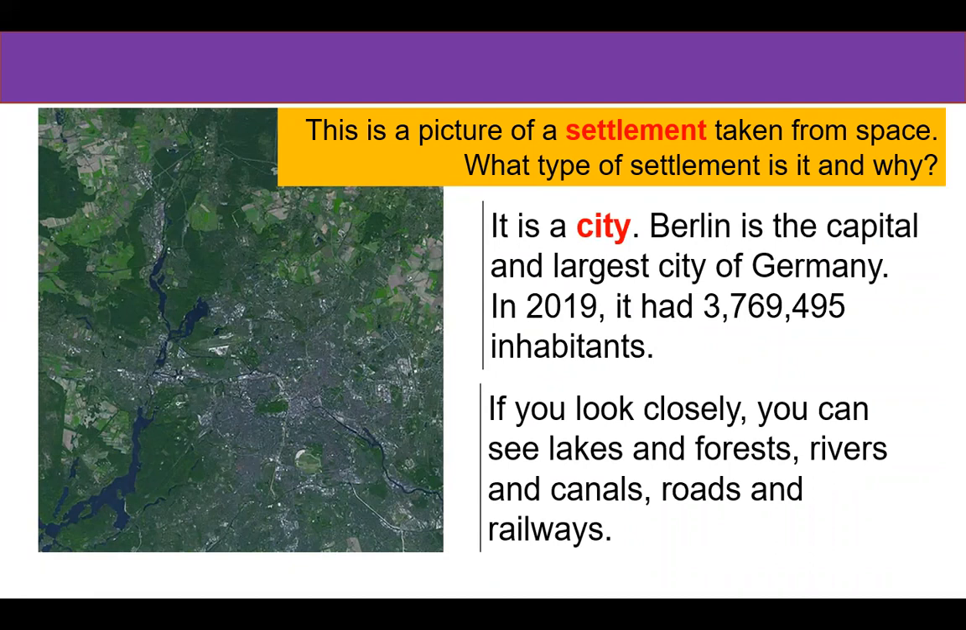In 2019, it had 3,769,495 inhabitants. And if you look closely, you can see lakes and forests and rivers and canals that are coming out of the city, as well as roadways, railways and roads as well.